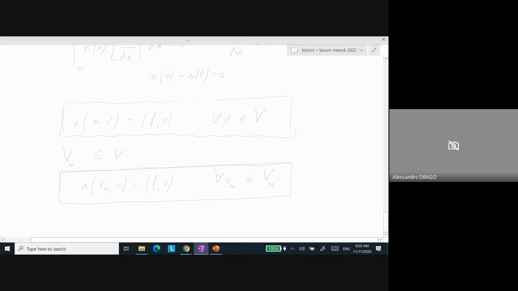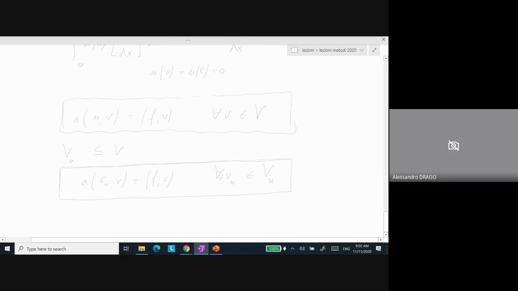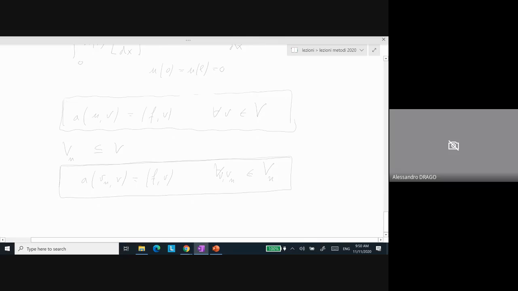Okay, all of that belongs to the subspace. Also v belongs to the subspace. v and vn belong to the subspace. Okay, so the question that we are addressing is: is this really the solution, the vn? Is this vn the best approximation to U if we restrict ourselves to the subspace? This is the question, okay?